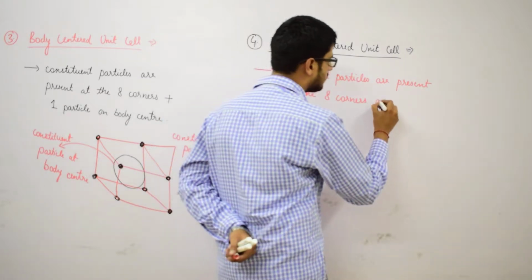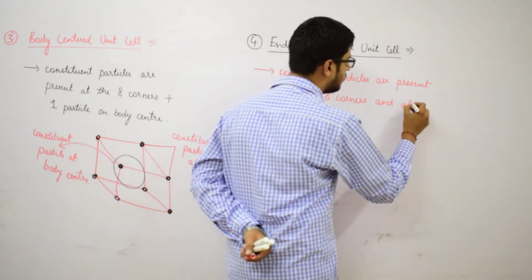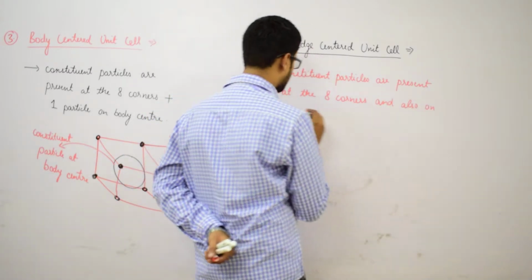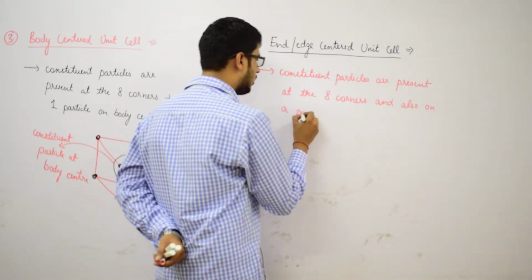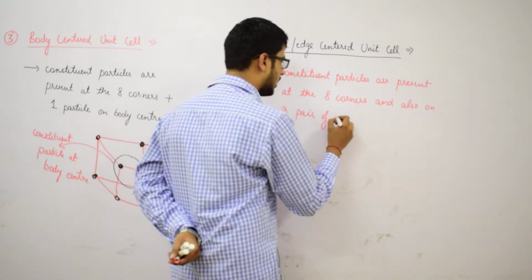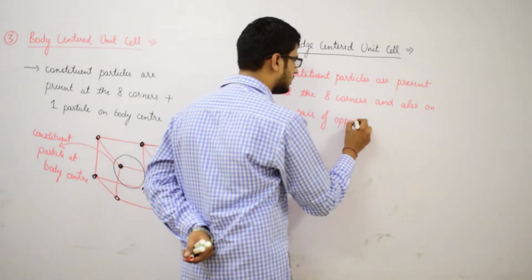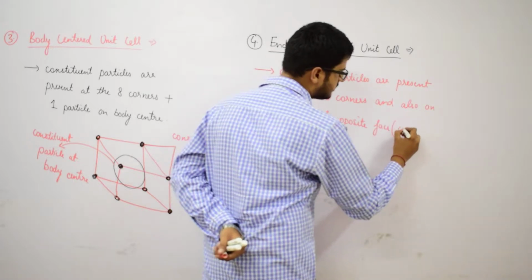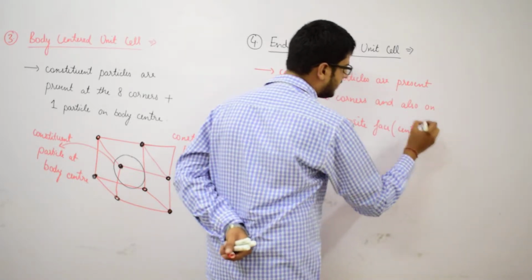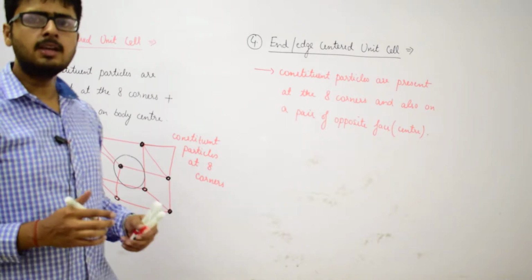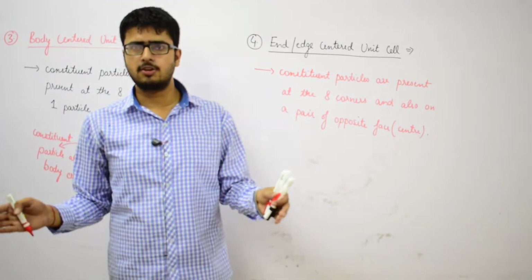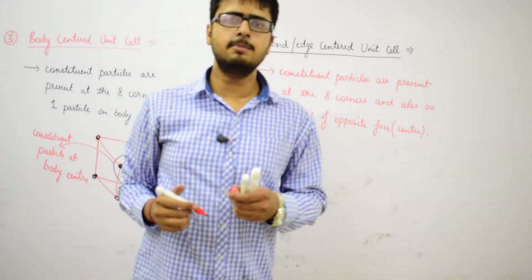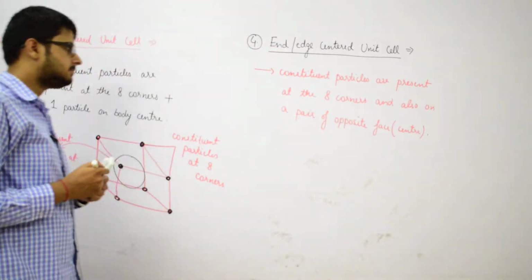and also on a pair of opposite faces, and that too on the center of the face. It can be any pair. The pair can be either left or right, it can be top or bottom, or it can be front or backward side. Any one pair can be there.